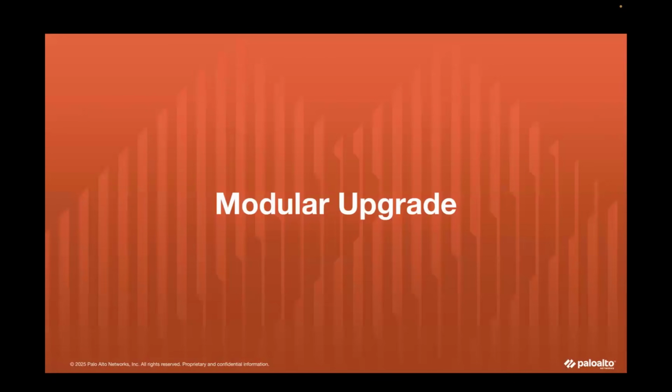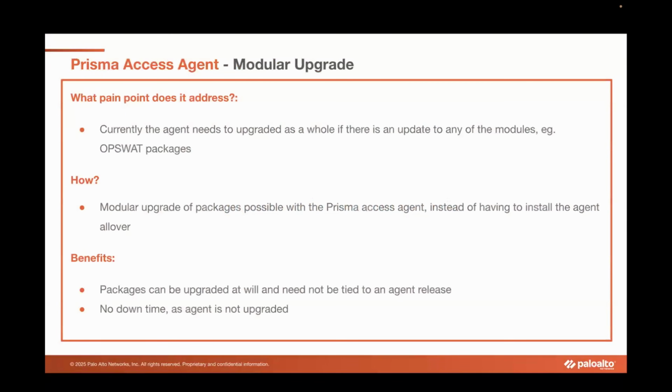Then we go to the modular upgrade. Like I said, we can do an upgrade of the OPSWAT packages without us having to upgrade the entire agent or wait for the next release of the agent to get the latest OPSWAT package. So that again can be done on the Prisma Access agent by the Prisma Access CLI.